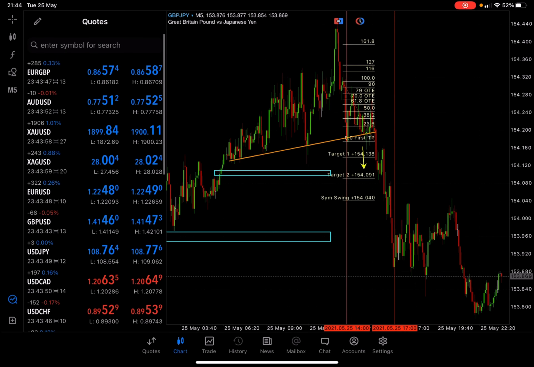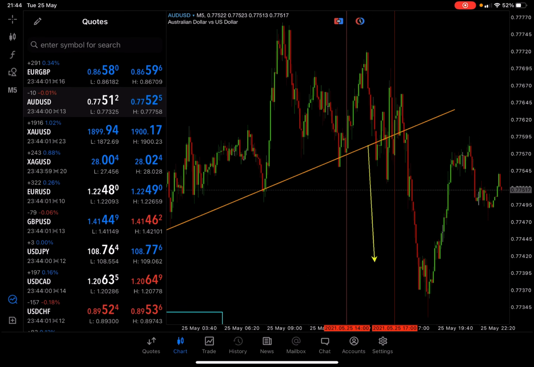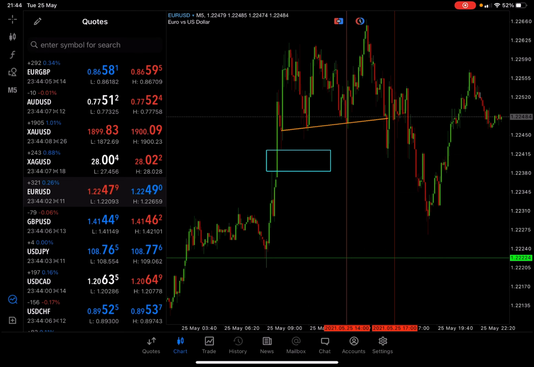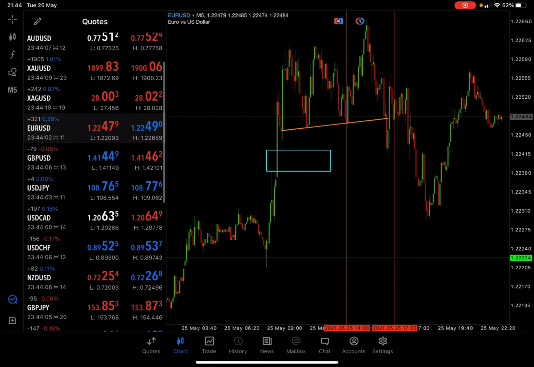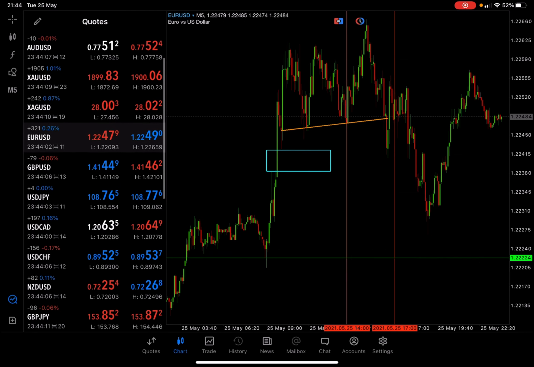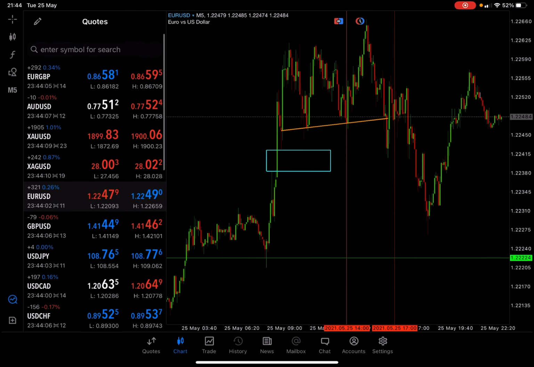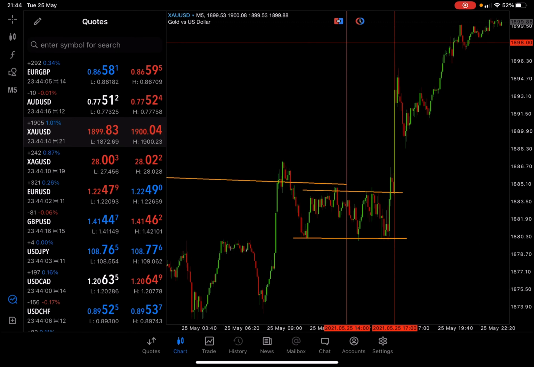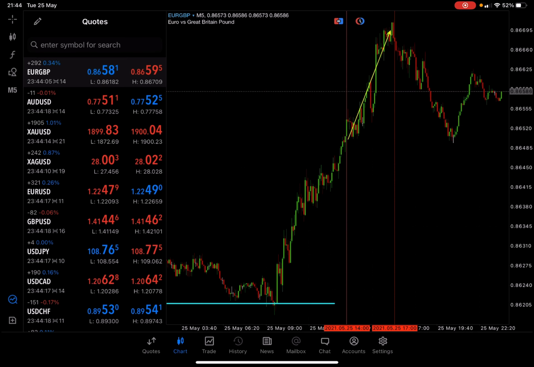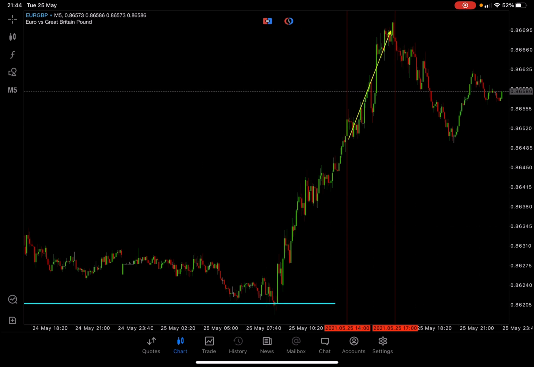So today I took the sell on Aussie dollar and US dollar. Euro USD was a sell. What other ones? I think that was it. And then obviously the gold one was a buy. But yeah, I'll leave it there.